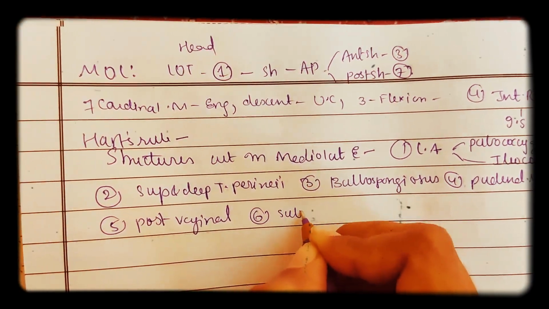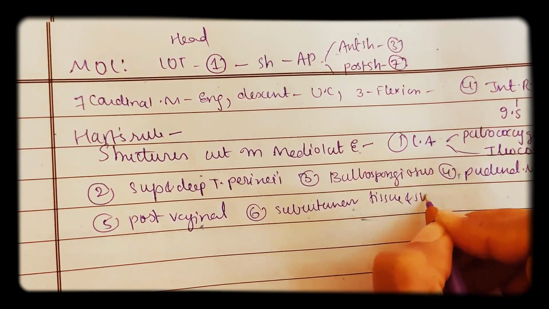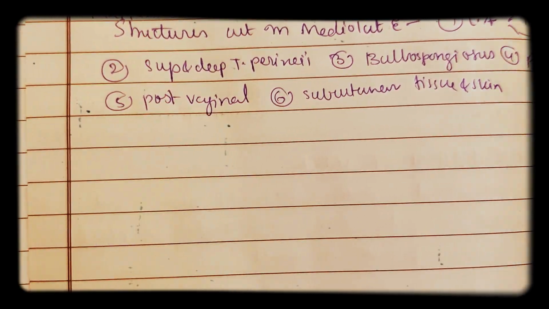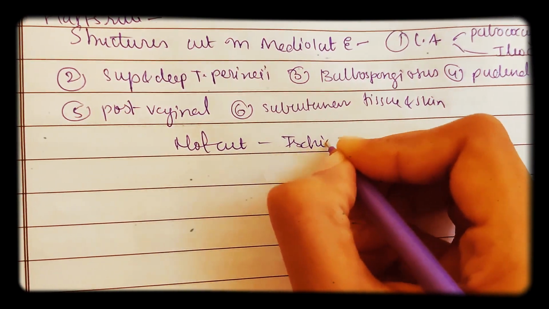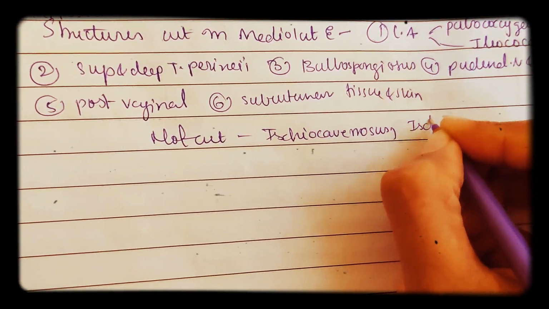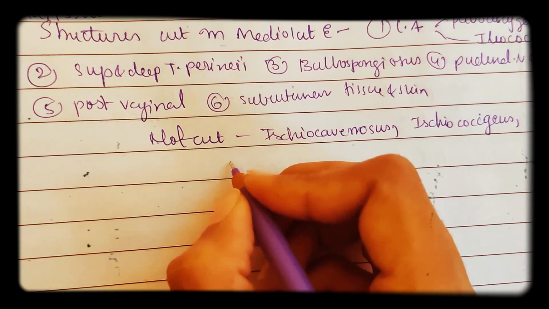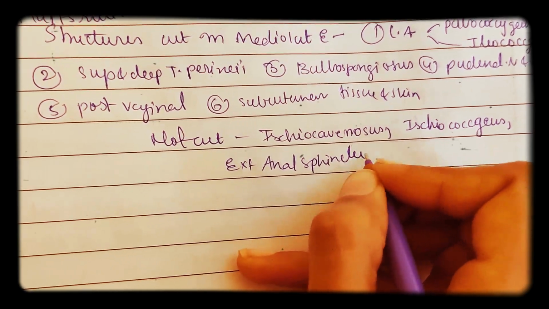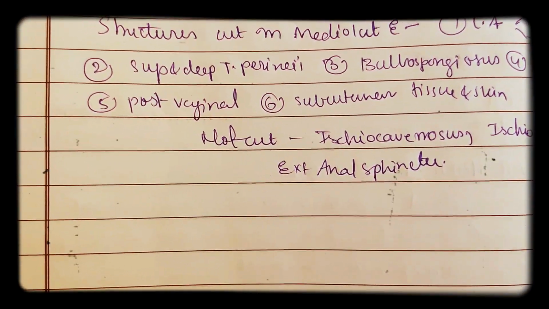Sixth comes the subcutaneous tissue and skin. So these are all the structures which are cut, but remember one thing, the structures which are not cut, this is important, are the ischiocavernosus, ischiococcygeus, and external anal sphincter. So these things we need to keep in mind. By this we completed the mechanism of labor chapter. Next we are going to discuss induction of labor.